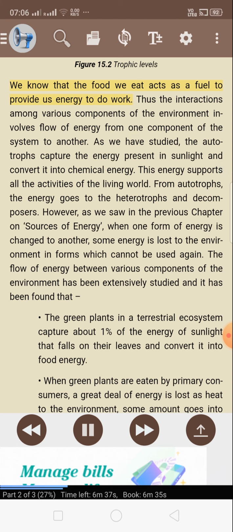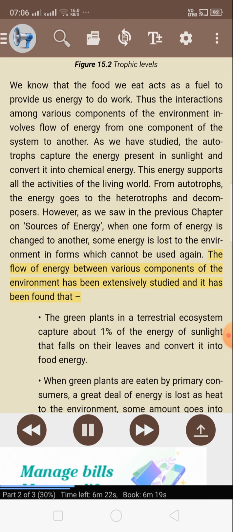We know that the food we eat acts as a fuel to provide us energy to do work. Thus the interactions among various components of the environment involve flow of energy from one component of the system to another. As we have studied, the autotrophs capture the energy present in sunlight and convert it into chemical energy. This energy supports all the activities of the living world. From autotrophs, the energy goes to the heterotrophs and decomposers. However, as we saw in the previous chapter on sources of energy, when one form of energy is changed to another, some energy is lost to the environment in forms which cannot be used again.